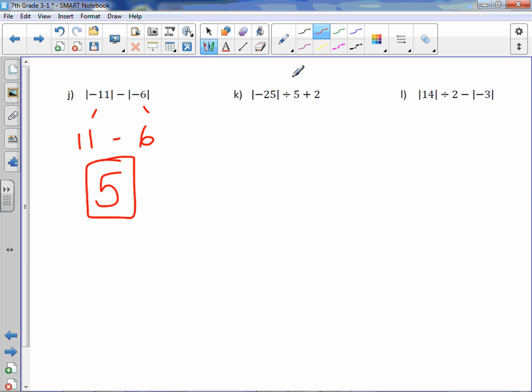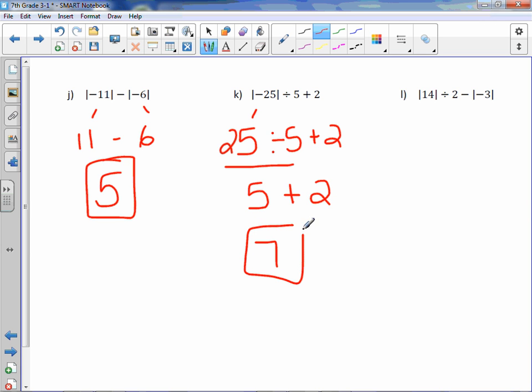Letter K. Absolute value of negative 25 is positive 25. Bring down the rest. And now use your order of operations, PEMDAS. We don't have parentheses. We don't have exponents. We do, however, have multiplication and division. You need to go from left to right. So we will take care of 25 divided by 5 first, which is 5. Bring down the plus 2. And I have no more multiplication or division, but I do have addition. So 5 plus 2 equals 7.